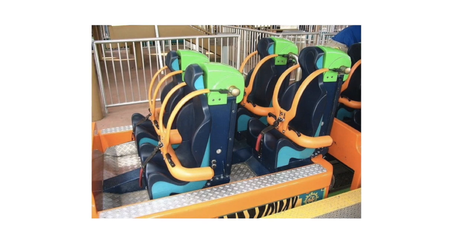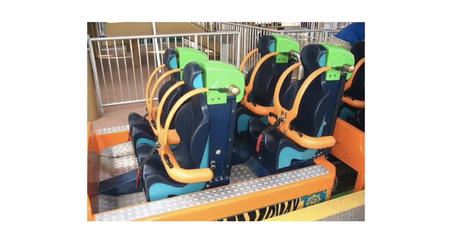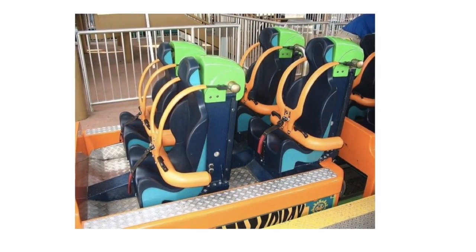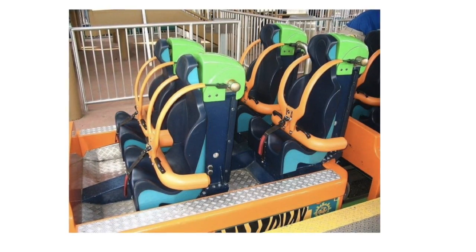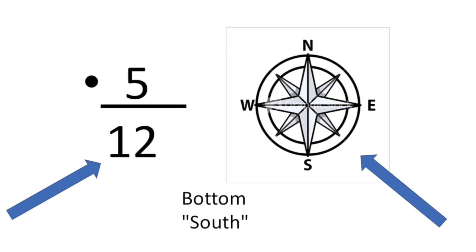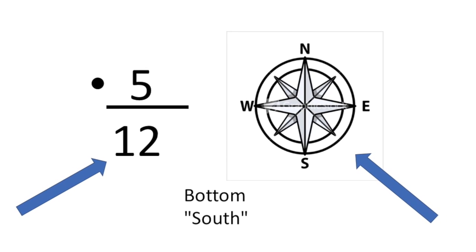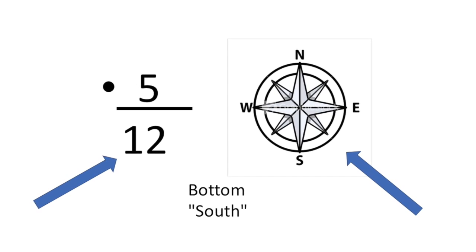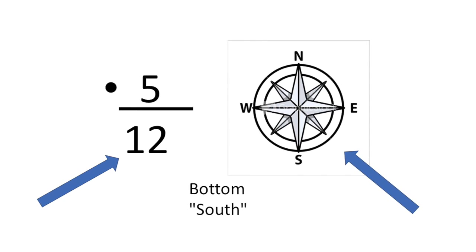An example of a denominator would be if there were 4 total seats on a cart on a roller coaster and 3 people were riding in that cart, the fraction would be 3/4. The denominator can be represented as the bottom of the fraction or south, such as on a compass. When adding fractions, is it important to have the same denominator?